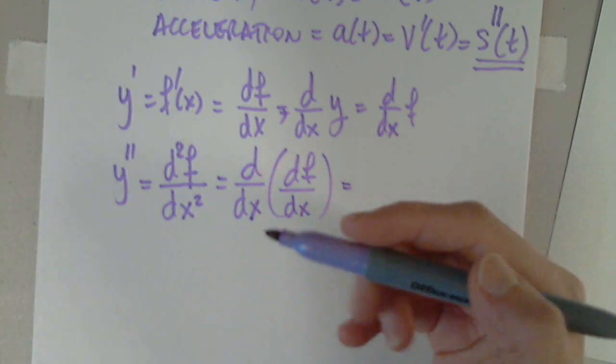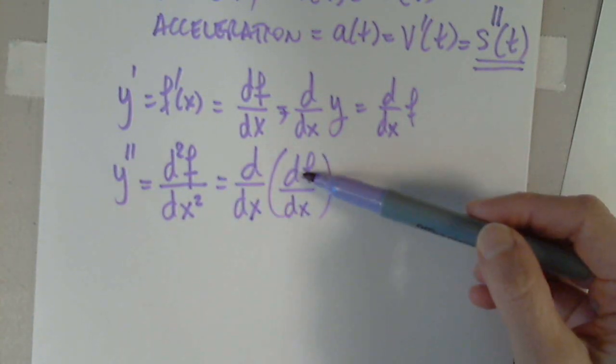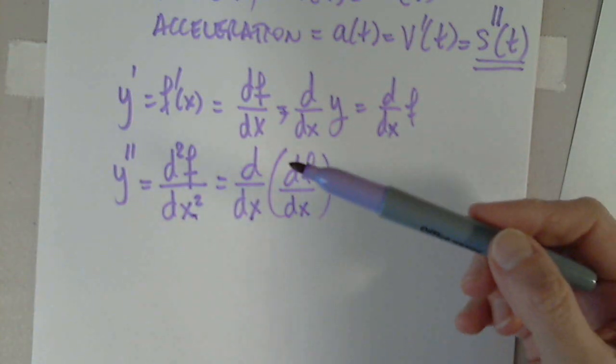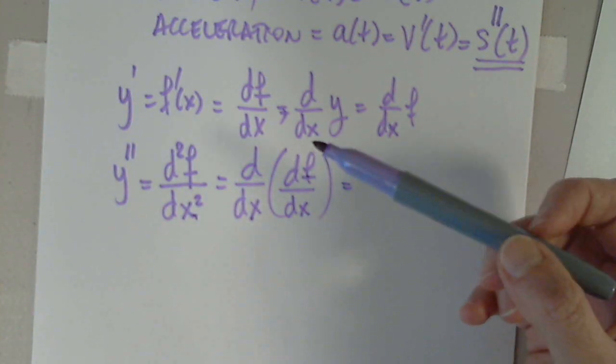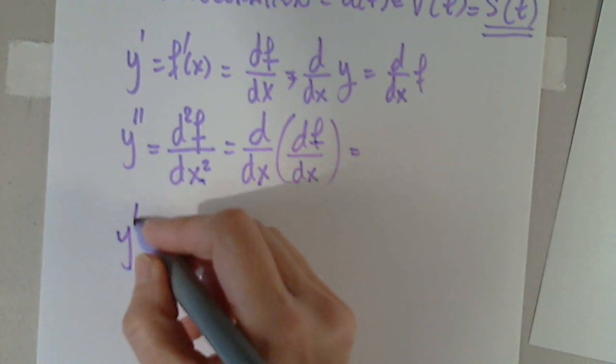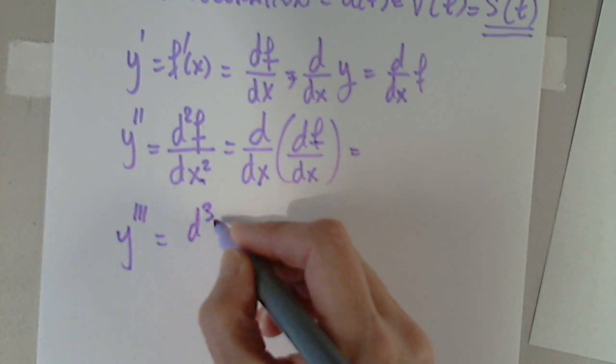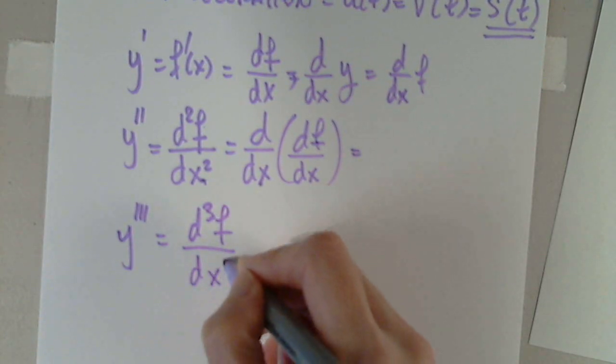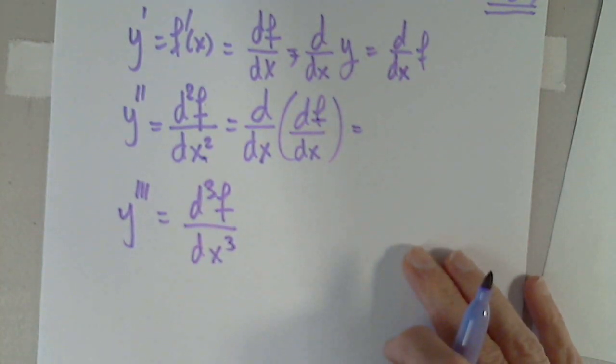So we are differentiating the first derivative with respect to x the second time, so d2f over dx2. What about the third derivative? It will be d3f over dx3, and so on and so forth.